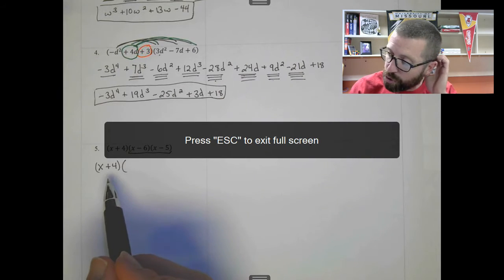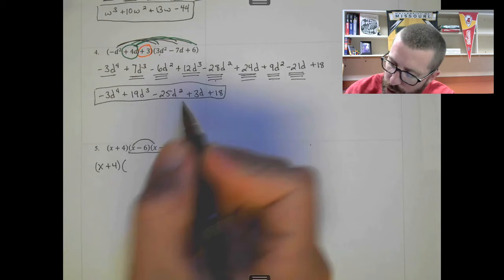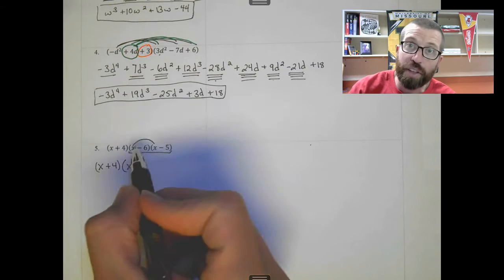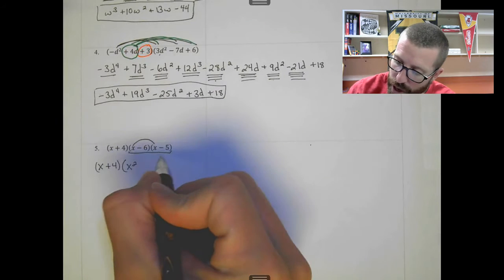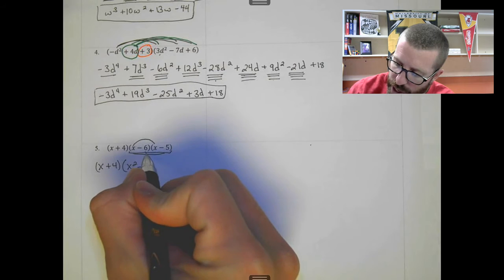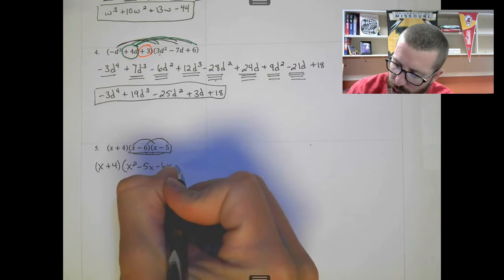Okay, so I'm going to put the x plus 4 down here, and then the first times the first gives me x squared, and then just continue to FOIL. So outside gives you negative 5x, inside gives you negative 6x, and then the last gives you positive 30.